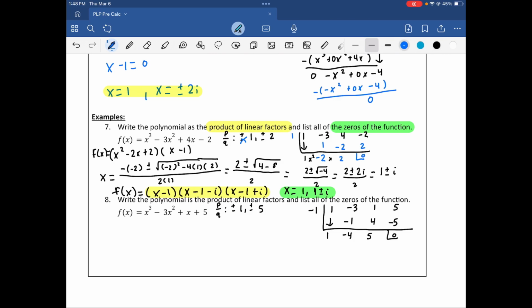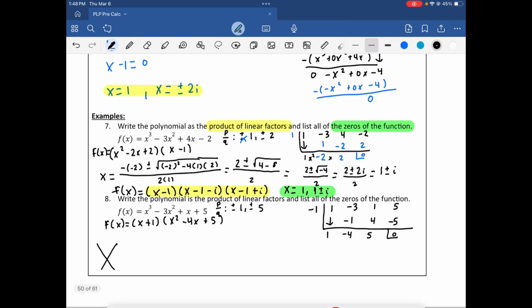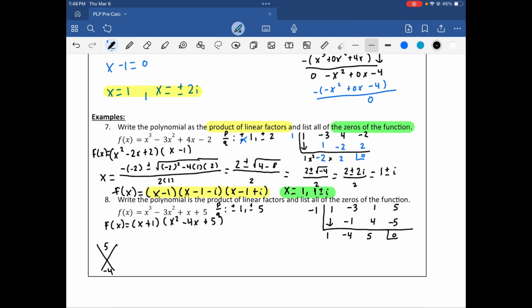So that leaves us with our factors. We've got x plus 1 and then x squared directly from the synthetic division minus 4x plus 5. First, see if you can factor. So two numbers that multiply to 5 and add to negative 4. Negative 5 and 1. That does not work. So on this one, we are going to have to use the quadratic formula.